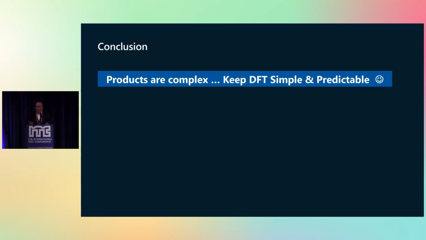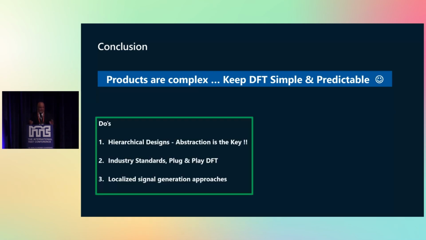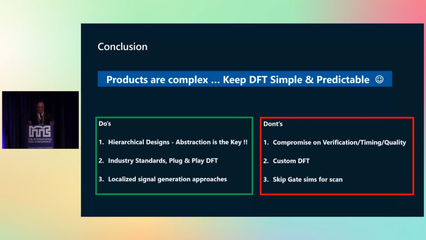Okay, I'm going to conclude here. If there's something you want to take away from the last 20 minutes I spoke, just keep DFT simple. Keep it straight out of the box, stick to industry standard. That's the only way you're going to get to a predictable silicon. I'm going to leave some do's and don'ts here and conclude my presentation.